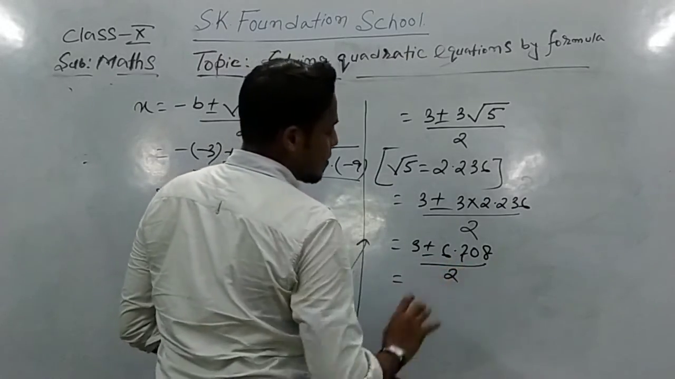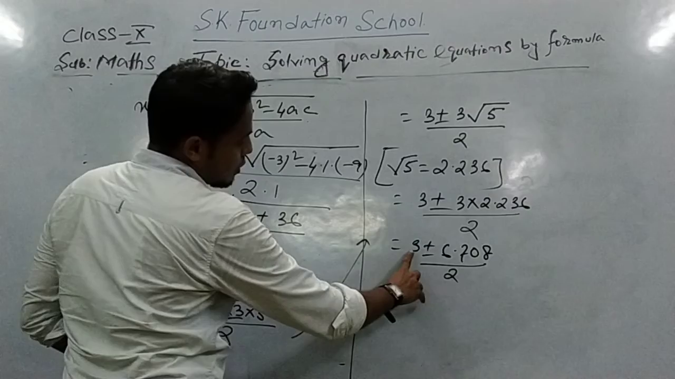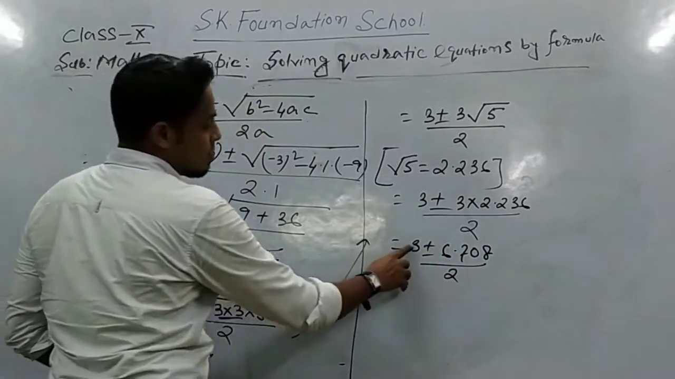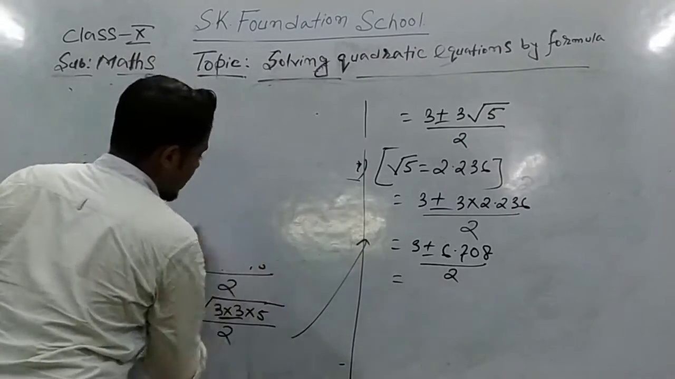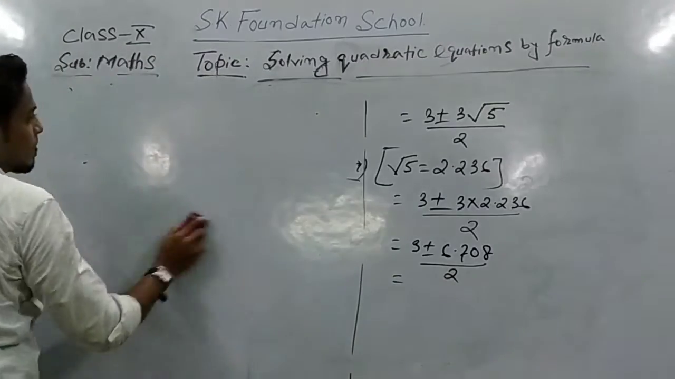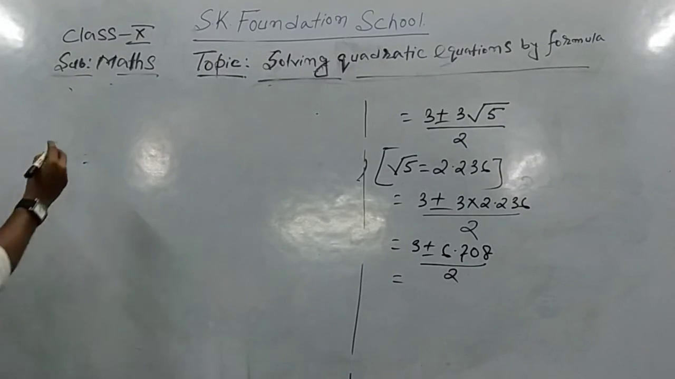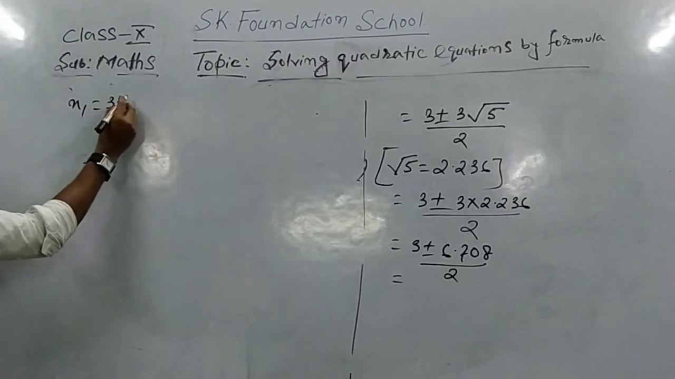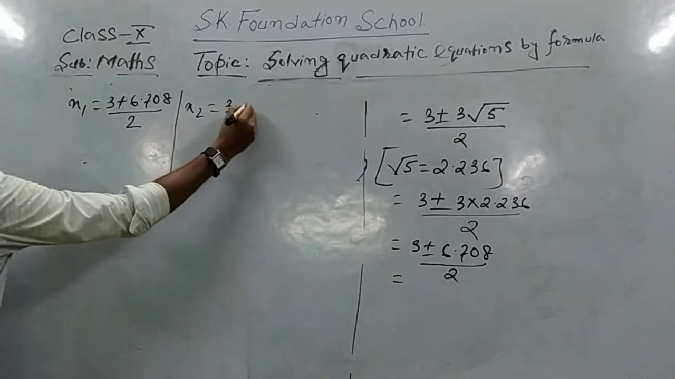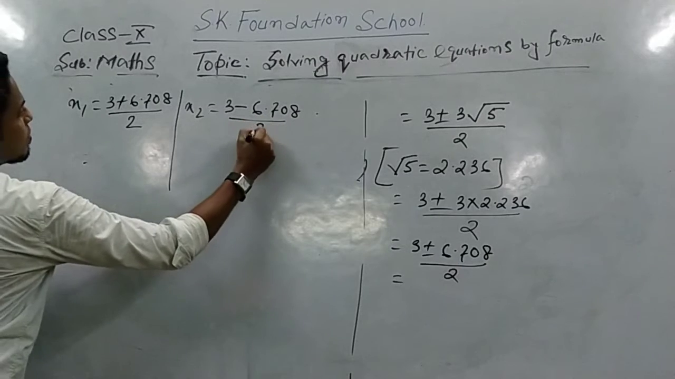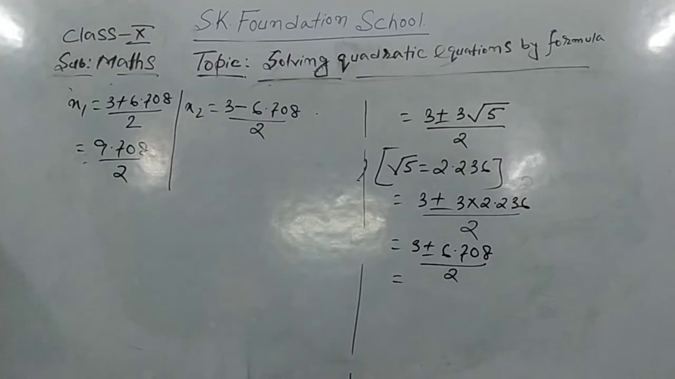We already know that a quadratic equation contains two roots, that means the first one is 3 plus 6.708 by 2 and another one is 3 minus 6.708 by 2. So the first root is 3 plus 6.708 by 2, and the second is 3 minus 6.708 by 2, right? So this one is 9.708 by 2, x1.